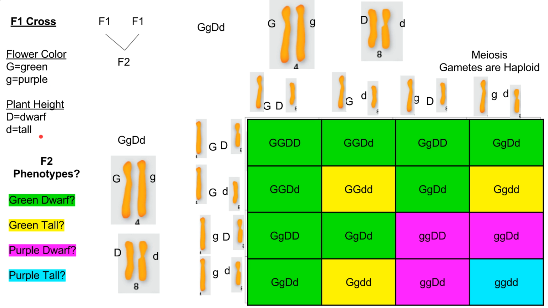So our F2 generation will always follow a 9-3-3-1 pattern. There are 16 possible outcomes here. 9 of them will be a particular dominant phenotype, and then it'll be 3, 3, and 1. We'll only have one out of the 16 that demonstrates phenotypes with both recessive alleles.